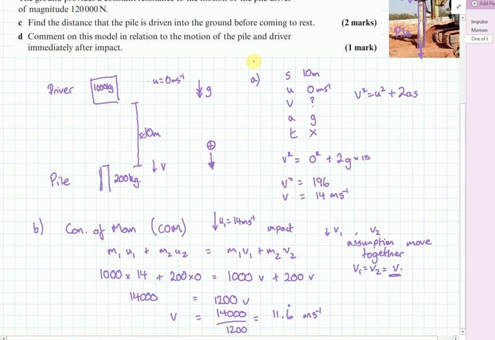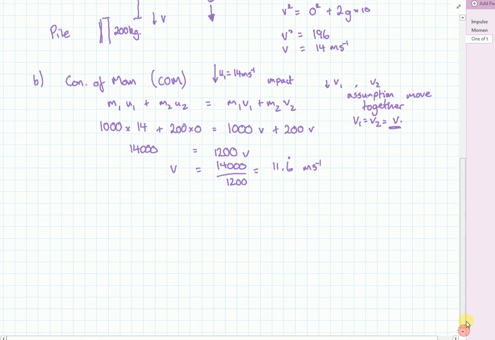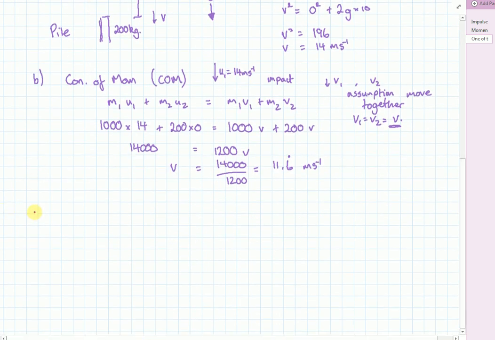So now we need to find out how far this whole system moves under this resistance. So we're going to now model part C. The whole thing is acting as one particle. They've been effectively bound together, so this is 1,200 kilograms now. It begins its journey, so for part C we've now got a new initial velocity of 11.6 recurring meters per second.